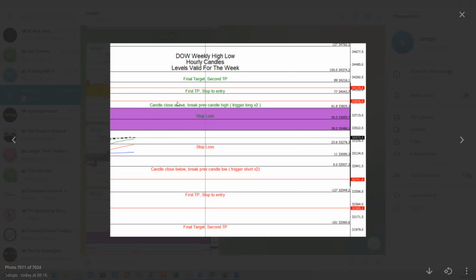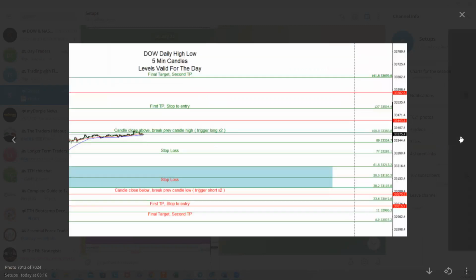Remember, guys, as soon as we hit the first red line, we move our trailing stop to entry. As soon as we hit the first TP, we move our trailing stop to the first red line, and as soon as we hit the second red line, we move our trailing stop to the first TP.